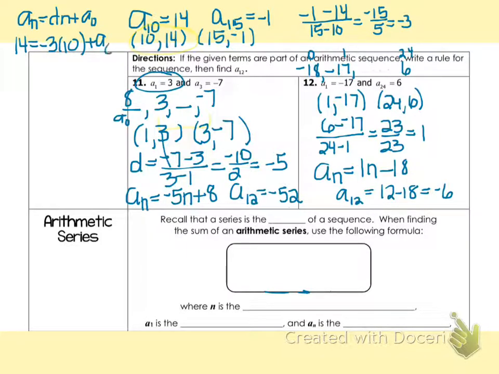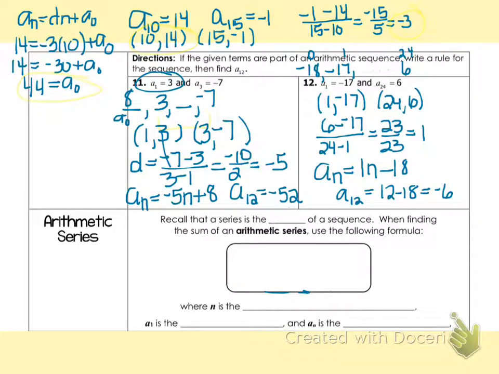To find out what the 0 term is, negative 3 times 10 is negative 30, and then I just would have to add 30 to both sides, and that would make 44. So that means that initial term, in other words a sub 0, was 44. Then I could use this and my common difference to write my equation for that sequence.